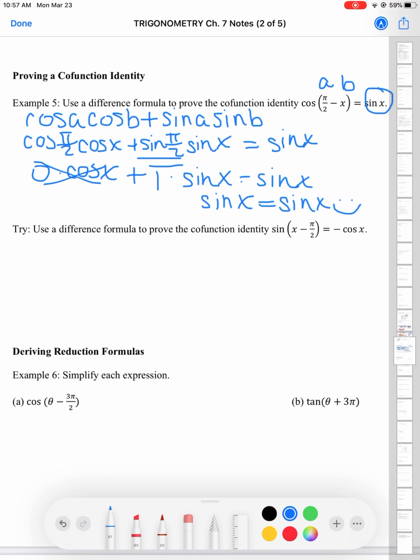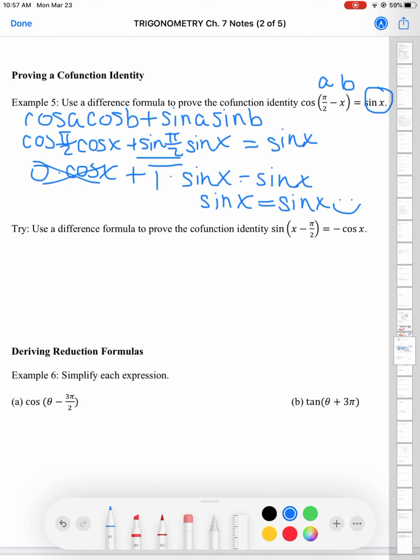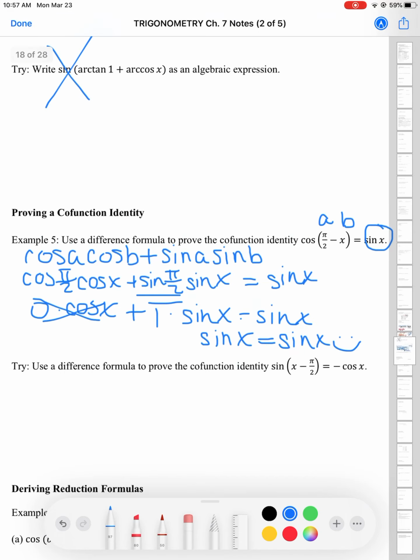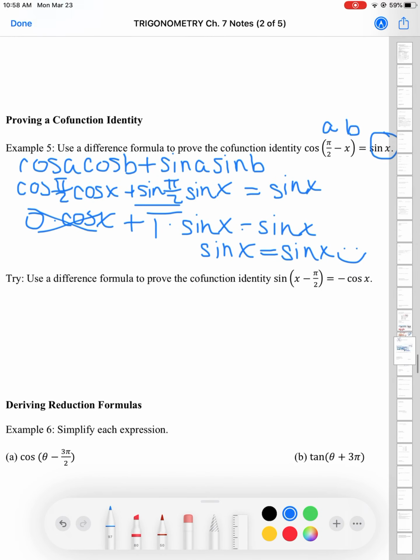On the next one, we're going to be using sine of x minus pi over 2. So that's going to be sine a minus b. So up here, sine a minus b, that's our number 2. So we're going to be using sine a minus b, let me switch colors just because, which is sine a cosine b minus cosine a sine b. So again, our a is going to be our x and our b is going to be our pi over 2.